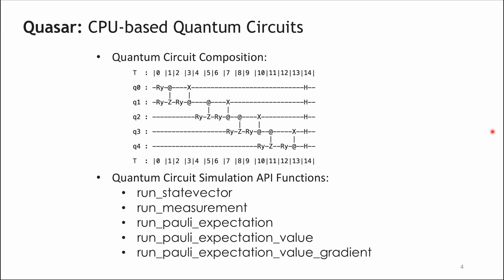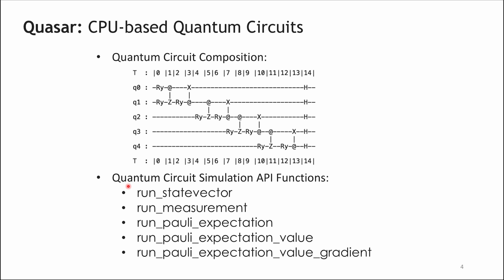You can run state vectors, you can run measurements, you can run Pauli expectations, which is where you get the expectation value corresponding to every single Pauli operator in your linear combination of Paulis. You can get a Pauli expectation value, which is that final scalar expectation value that we were just talking about. And then you can also get the Pauli expectation value gradient, which is a key operation for optimizing variational quantum circuits. So all of these are present if you run Quasar in a local mode where you run it using the CPU resources of your current computer.